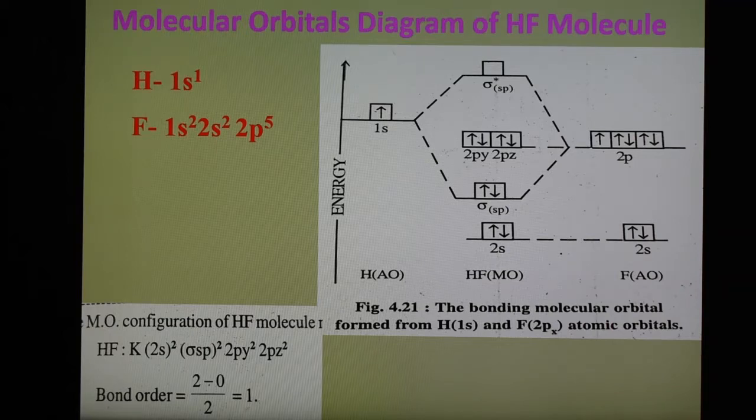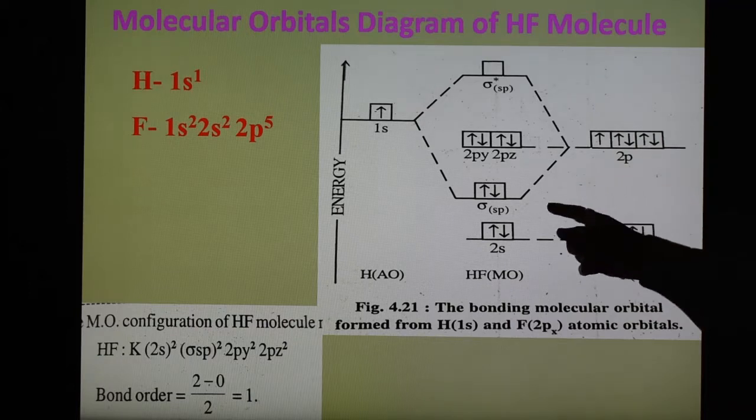The combination of the py orbital or pz orbital with the s orbital is ruled out on symmetry considerations, and these orbitals are called non-bonding orbitals because they already have paired electrons. So the 2px orbital of fluorine gives a highly effective overlap with the 1s orbital of hydrogen to form the sigma HF bond. The molecular orbital diagram is shown here.